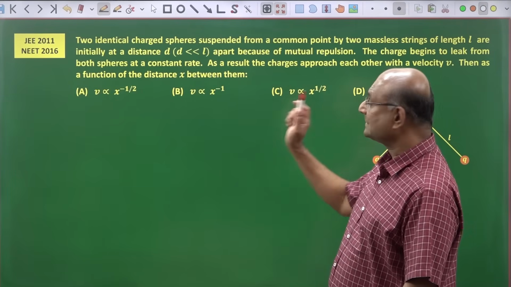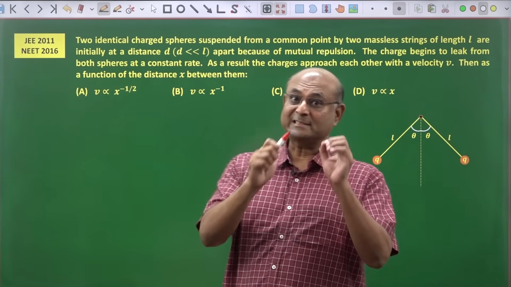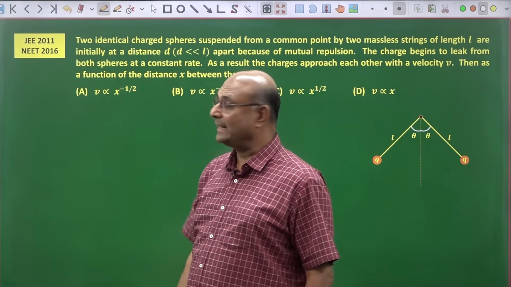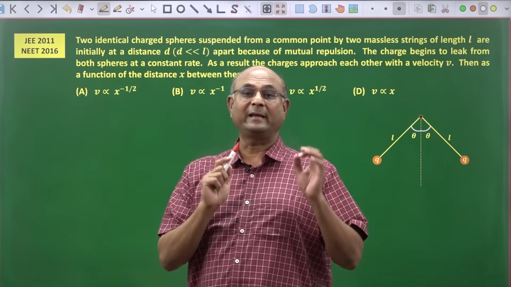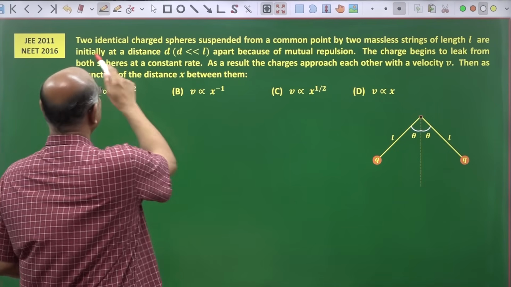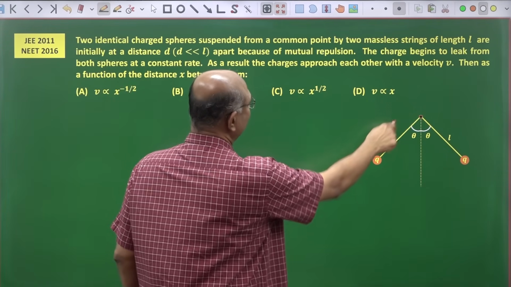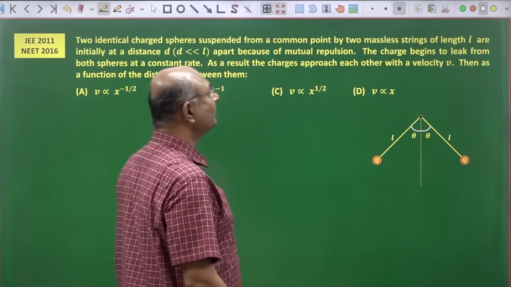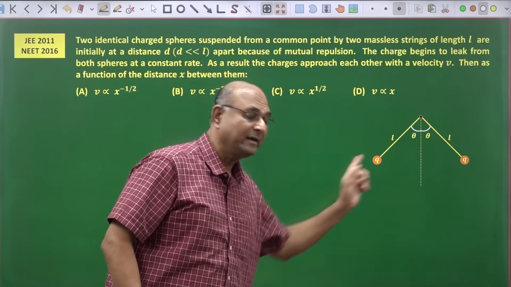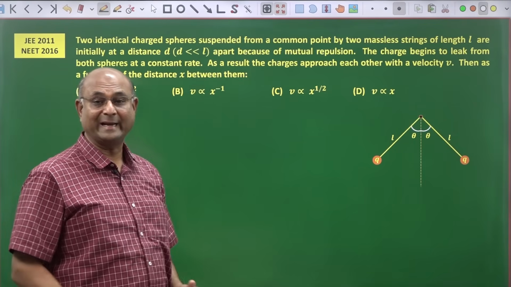Here is another interesting variation of the charged bob question. Okay, this appeared in the JEE in 2011. Again, it was repeated in NEET in 2016. Exact same question was repeated. Two identical charged spheres are suspended from a common point by two massless strings of length L. They are initially at a distance d, which is much smaller than L.